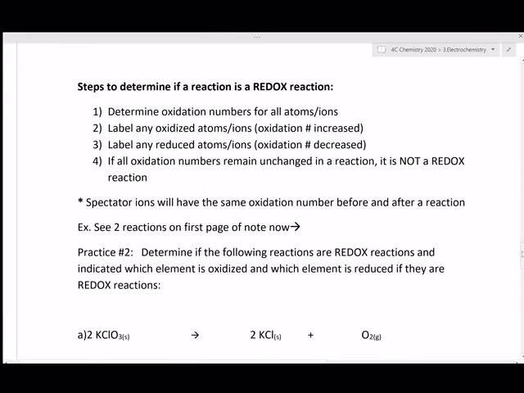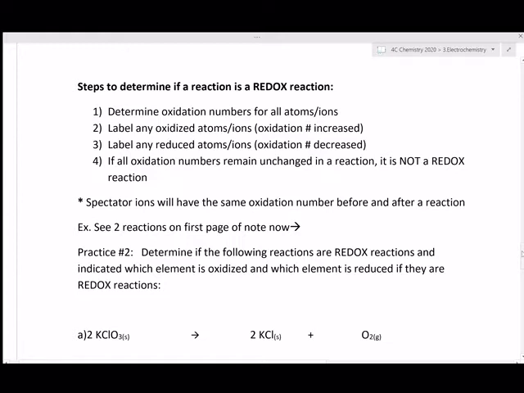Now, if you're given a reaction, not every reaction is a redox reaction. So you may be asked to determine, is it a redox reaction? In that case, you have to figure out, did something's oxidation number change? Because unless something had a change in oxidation number, then there wouldn't have been any exchange of electrons. And if there's no exchange of electrons, it's not a redox reaction.